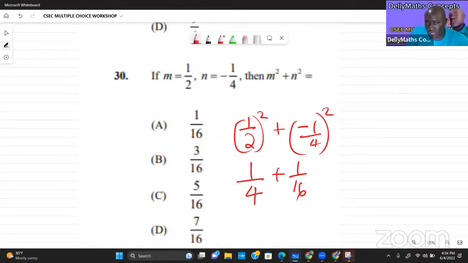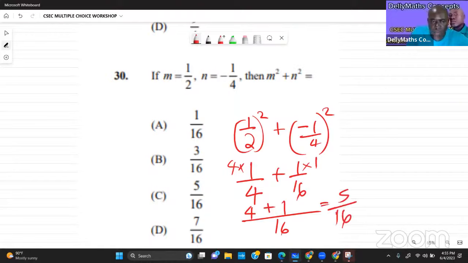All right, so let's draw the line. 16. So 4 into 16, 4 ones give me 4. 16 into itself, 1. 1 times 1, 1. We're adding, so we're looking at 5/16. So we're getting 5/16 right there. 31.